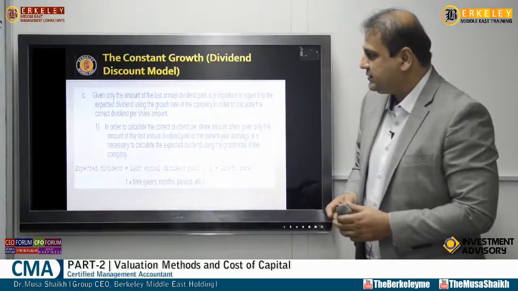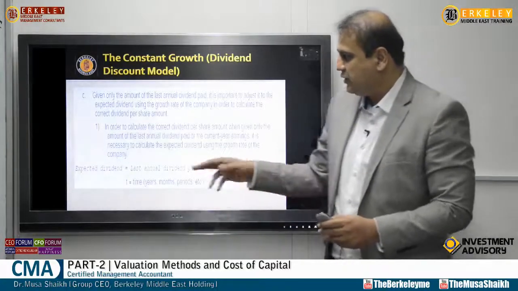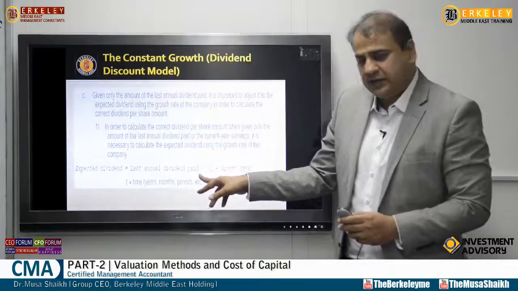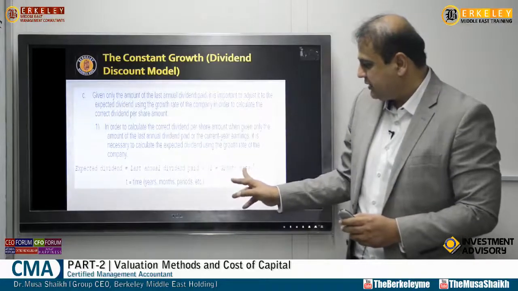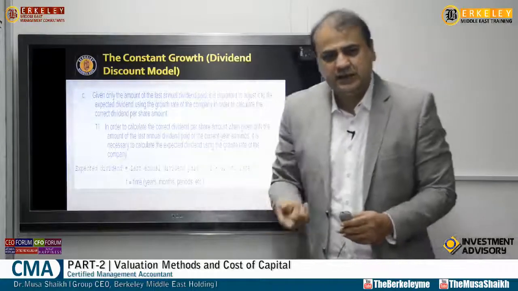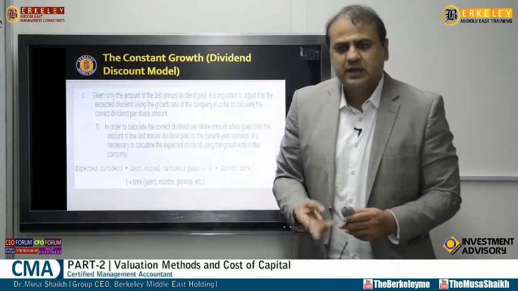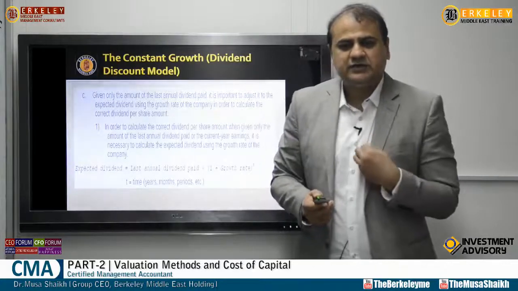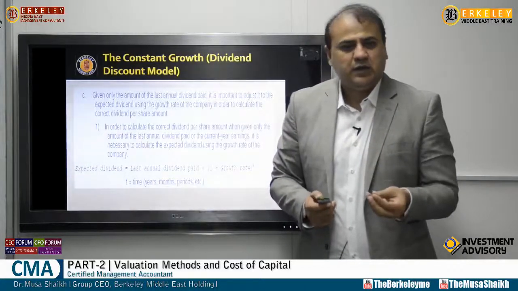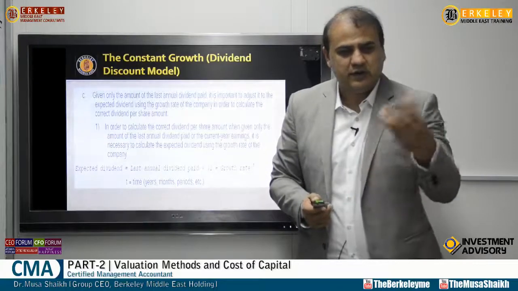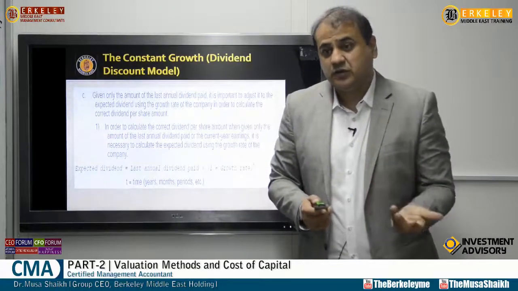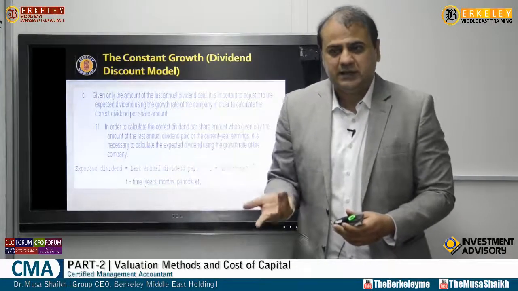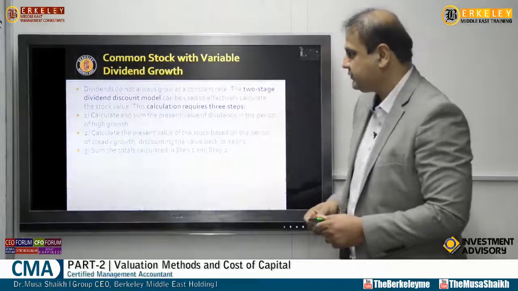Moving forward, he says that we do have another formula. Expected dividend is equal to last annual dividend paid times (1 plus growth rate) to the power T. T can be a year, a month, or a quarter, based on the time. So we can see what the expected dividend is, because if I'm a shareholder, it's very important for me to know from your company what dividend you are going to give me. If it is not good, then I should pull my investment and invest where I am getting a better return.